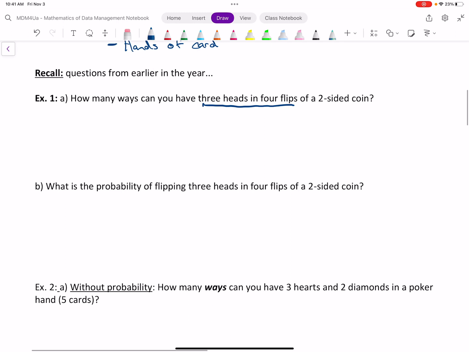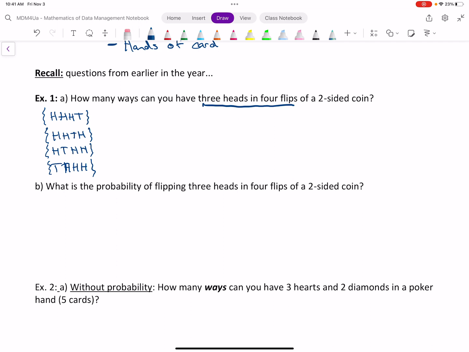Let's say we took the long way and listed all of the possible outcomes. You could have head, head, head, tail. That's one possible way. Or you could have head, head, tail, head. And you keep going: head, tail, head, head. Or you could have a tail first and then head, head, head. I think that's all the ways. That's 4 ways.